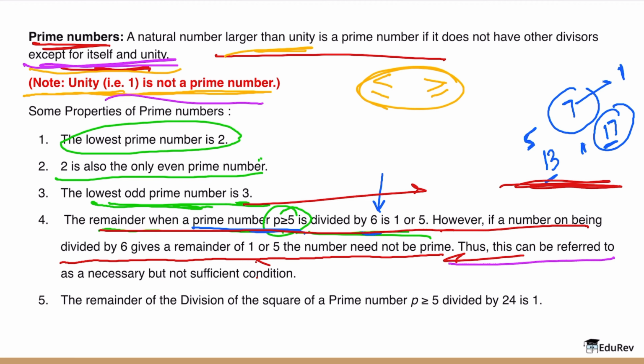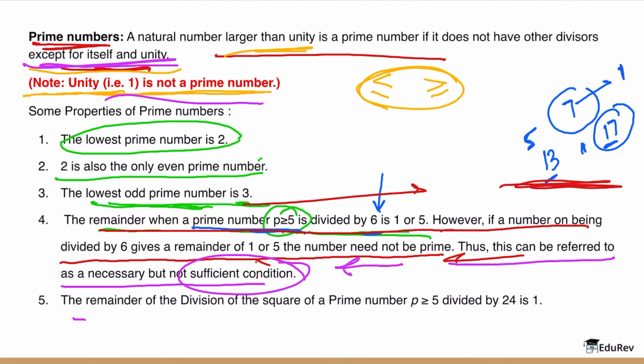Thus, this can be referred to as a necessary but not a sufficient condition. I hope you have agreed, because in reverse order it's not true. Therefore, the condition which we are considering at this point of time is necessary, but it's not a sufficient condition to conclude anything.